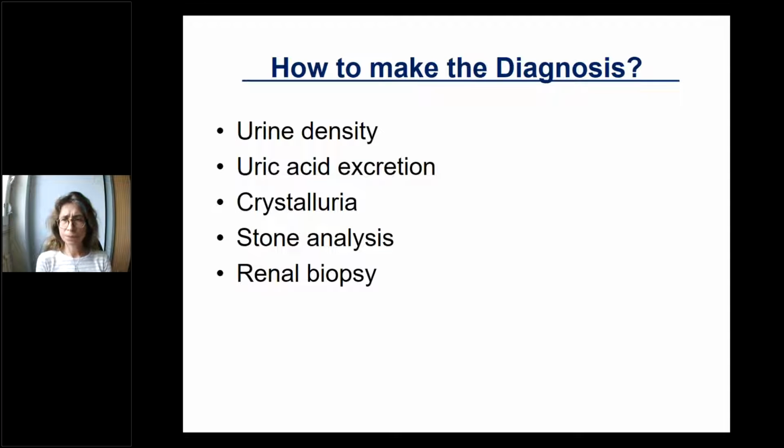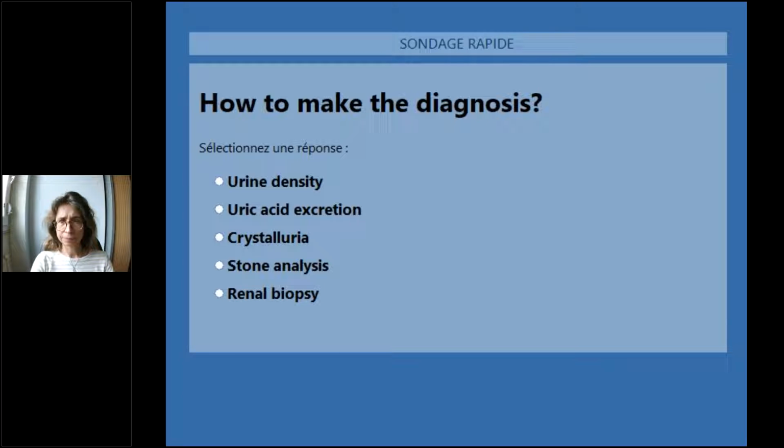You have to vote. Okay, so the voting is in progress. You have the choice between having a look at the urine density, looking back at the uric acid excretion, performing crystalluria, a stone analysis, or renal biopsy. You can choose several good answers.